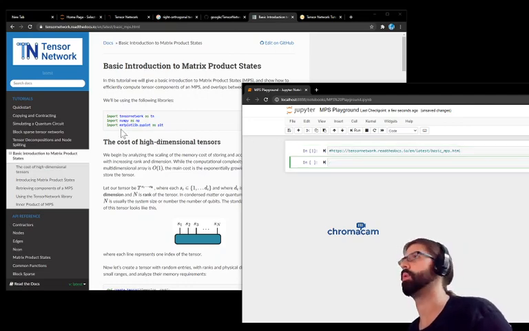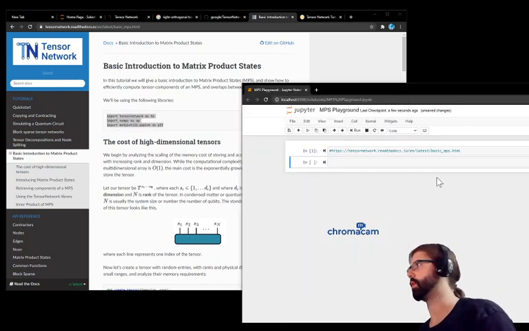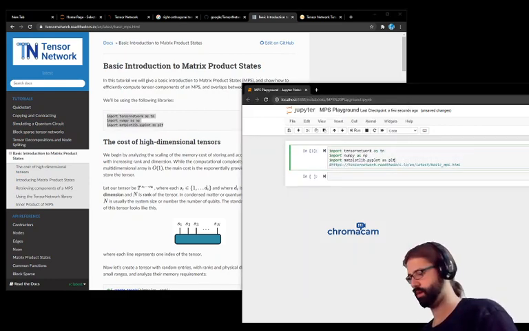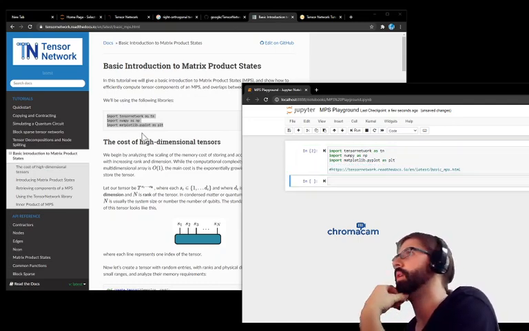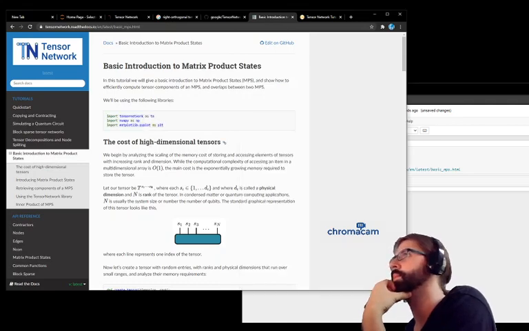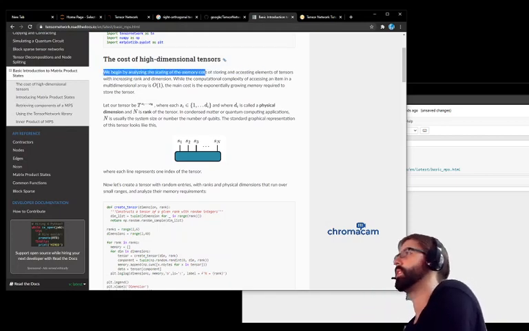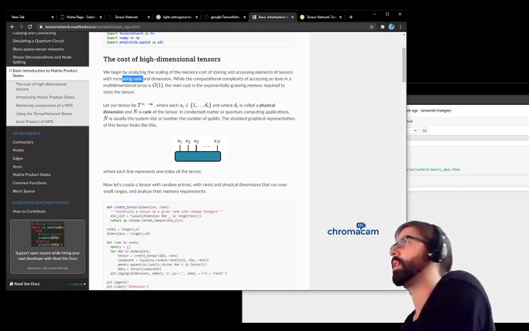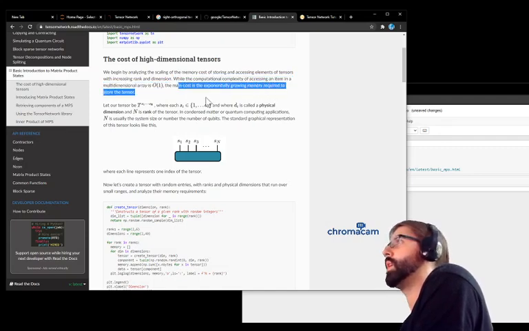Cool. So what are we importing here? We are importing tensor network, NumPy, and matplotlib. Cool. The cost of high-dimensional tensors. We begin by analyzing the scaling of the memory cost of storing and accessing elements of tensors with increasing rank and dimension. While the computational complexity of accessing an item in a multidimensional array is O(1), the main cost is the exponentially growing memory required to store the tensor.